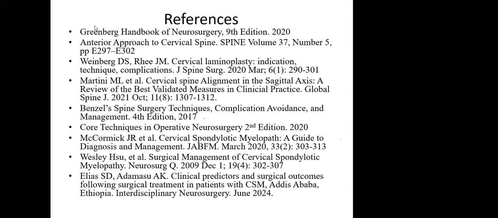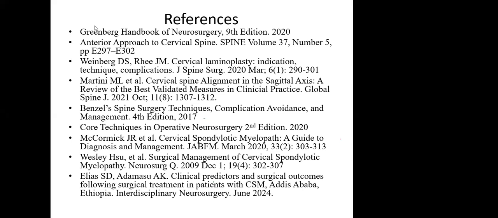The clinical significance of the Torg-Pavlov ratio: it is actually used to determine congenital canal stenosis. So when you get less than or equal to 0.8, it shows that apart from the degenerative process, the patient has pre-existing congenital canal stenosis. That helps you in deciding the choice of approach, as canal stenosis is likely long segment and the patient may benefit from a posterior approach. Okay, thank you very much.